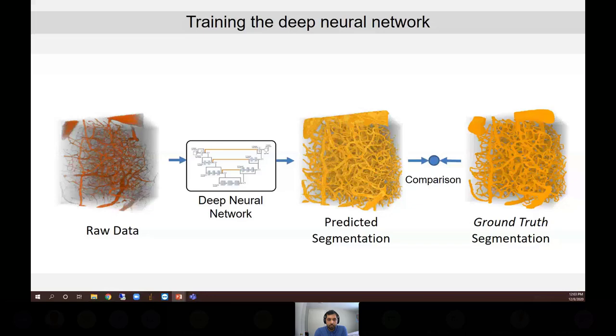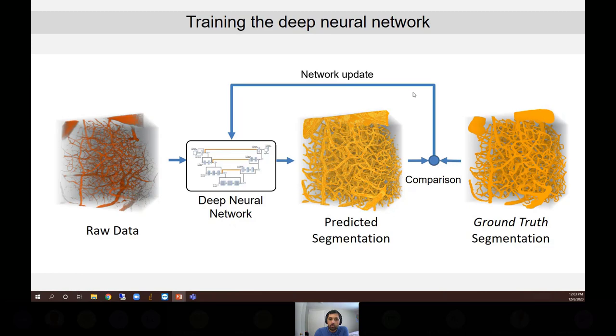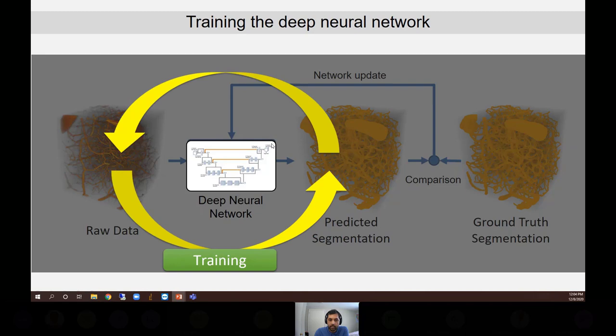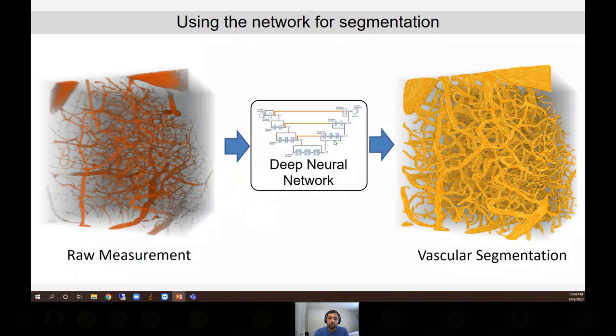Now let's jump into how we actually do this. We have our raw data, or our measurements from the microscope. We perform training on the deep neural network, and how we do that is the deep neural network gives us a prediction of the segmentation. We match that with the ground truth, which is known. Based on the difference, we perform the update of the deep neural network weights. We perform this process until the network is converged. And now we can use the trained deep neural network to perform segmentation in a feed-forward manner.